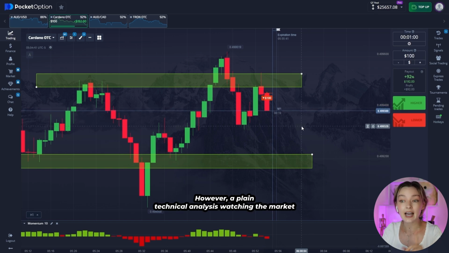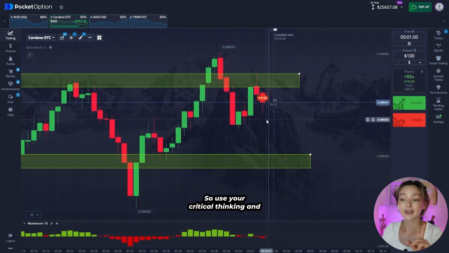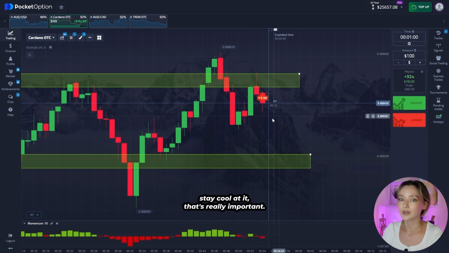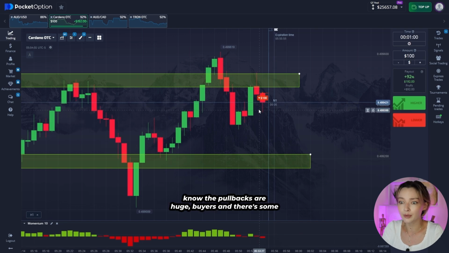However, applying technical analysis, watching the market, and observing its modification gets you to ending up with profits rather than losses most of the time. So use your critical thinking and stay cool-headed. That's really important. While things have been going well so far, it doesn't mean anything just yet, because you know the pullbacks are huge.